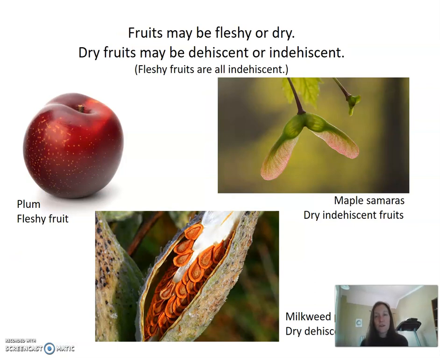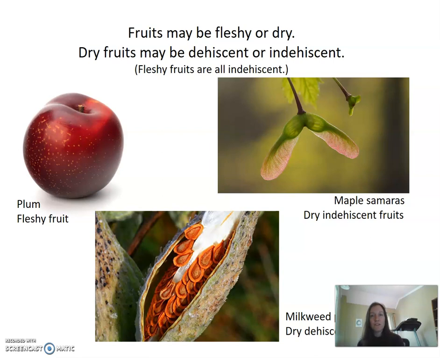Fruits, whether they're simple or complex, can be fleshy or dry. Dry fruits can be dehiscent or indehiscent, and that means that they can fall off or not fall off the plant. We've got some examples here. Plum, and a lot of the fruits that we eat and consider fruits in our diet are fleshy fruits. So apples, even though they can be a little tough, are fleshy. Oranges are fleshy. Anything that has that water content and is fairly soft is fleshy.